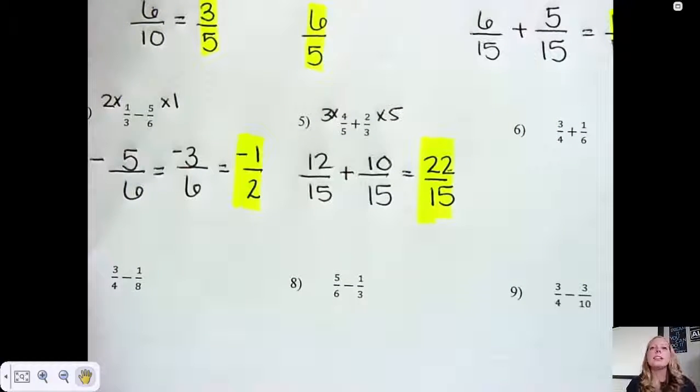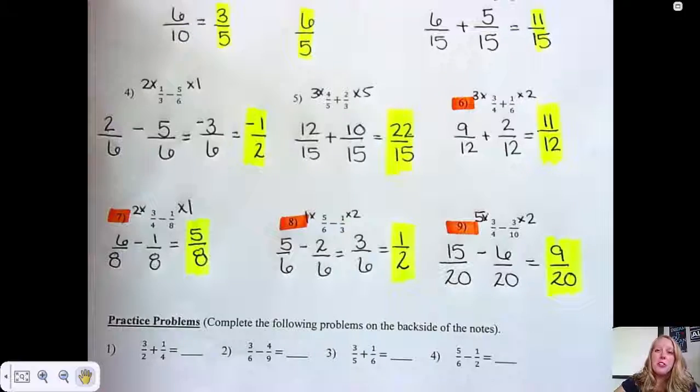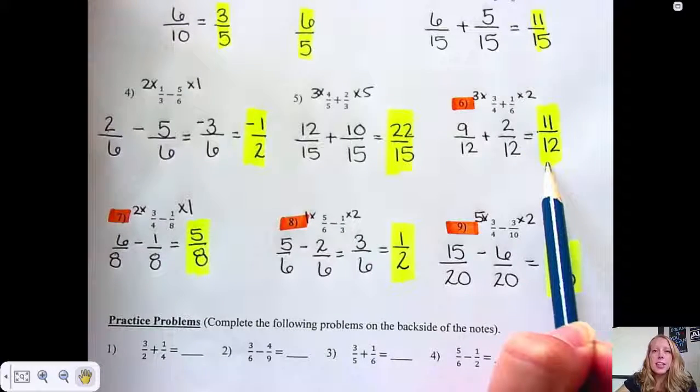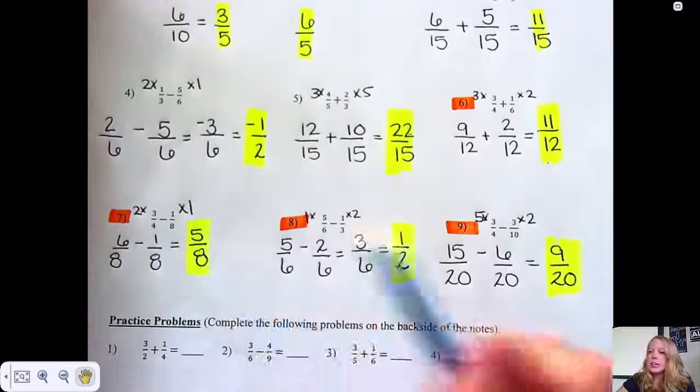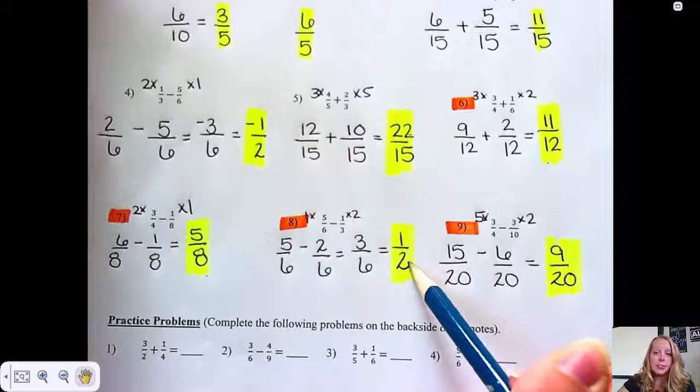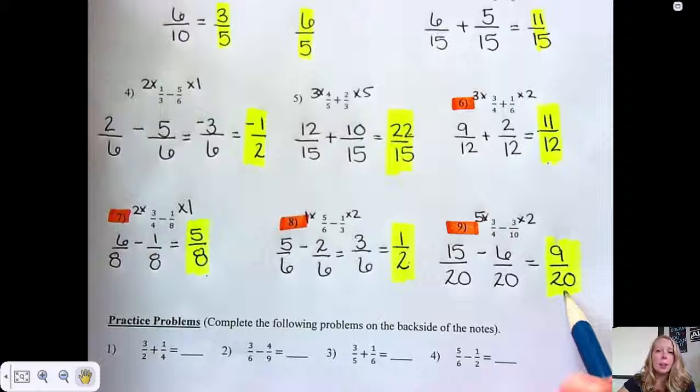This is going to be the answer for number 5. Okay, we've practiced 5 together. I want you to try the next 4 on your own, pause the video, and check back with me when you're done. Check your 4 answers. Number 6 is 11 over 12. Number 7, 5 over 8. Number 8, 1/2. And number 9, 9/20ths.